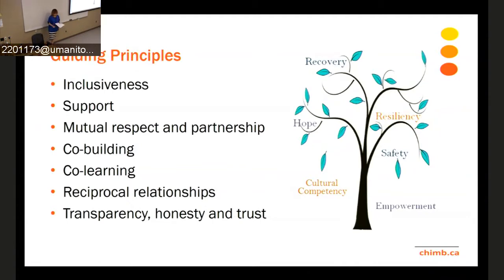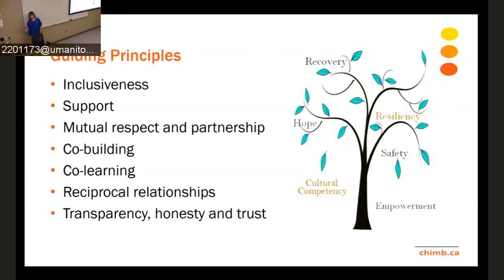And then reciprocal relationships, understanding that it's about shared power and decision making, and that it's about transparency, honesty, and trust. Trust comes up a lot. This is an important part. It's about building a relationship, which takes time, and that means open communication, being reflexive, both researchers and patient partners, and understanding how to resolve conflicts.